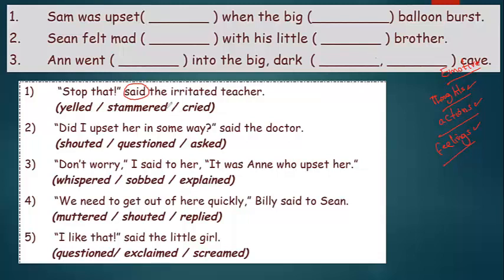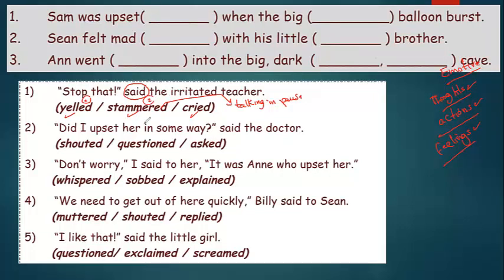Guys, stammer means somebody is talking in a stoppable way, in pauses, like to say a word and stop, to say a word and stop. That's what stammer means. So I can say stammered, I can say yelled, even cried can work. A better one is to say yelled based on the situation, and you can use stammer if he's pausing while talking.